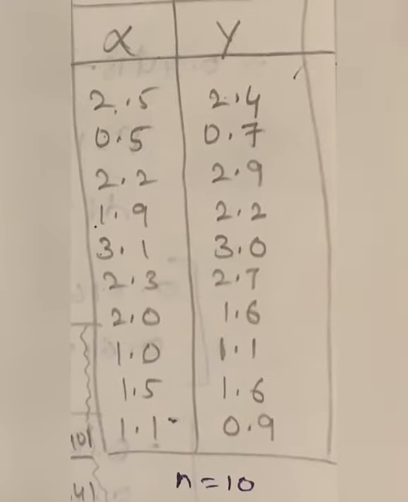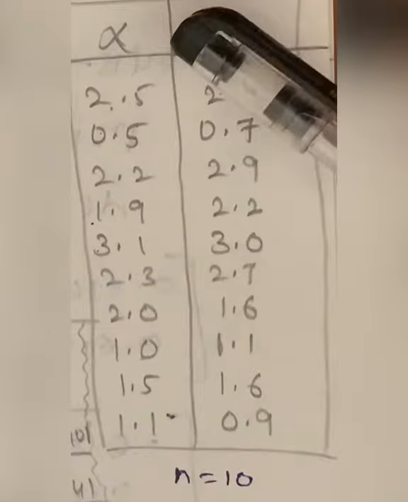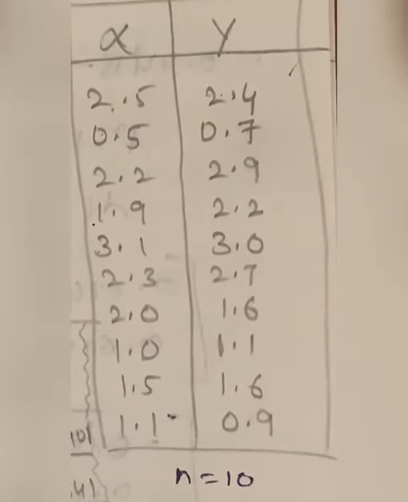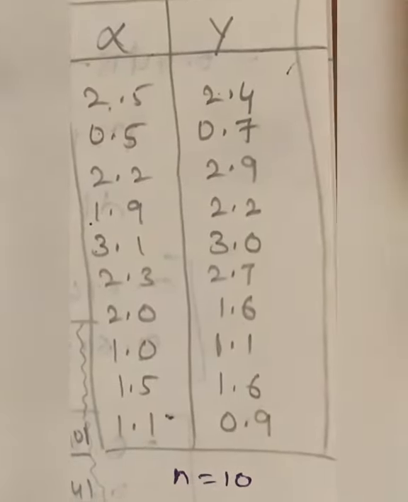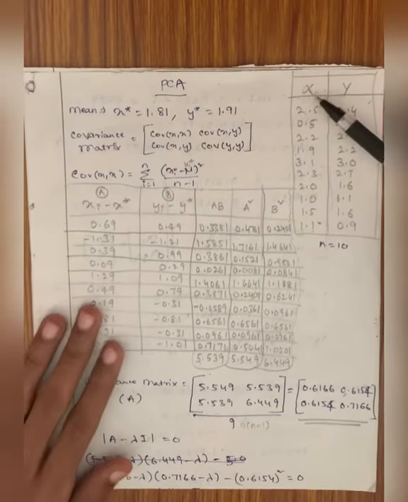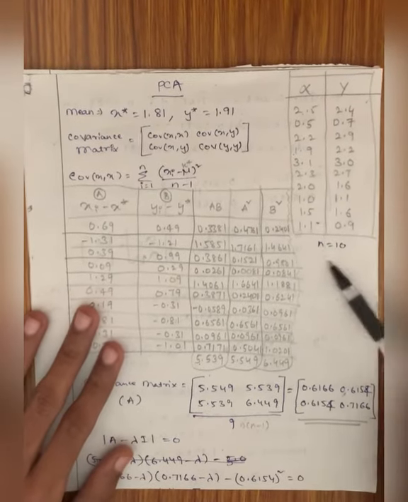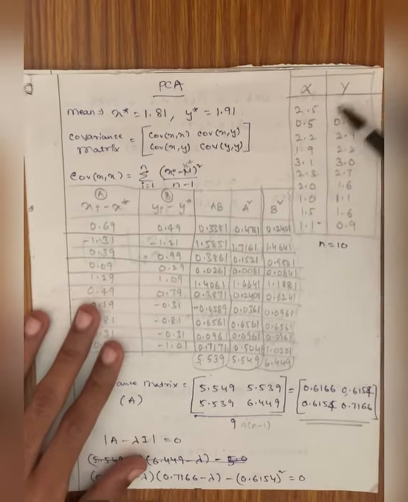Here we can see there are two variables x and y. Each of them has 10 rows. Based on these values we are going to perform the PCA operation. As there are 10 rows in each variable, n will be 10. Based on this n value, we are going to take the mean of x and the mean of y.